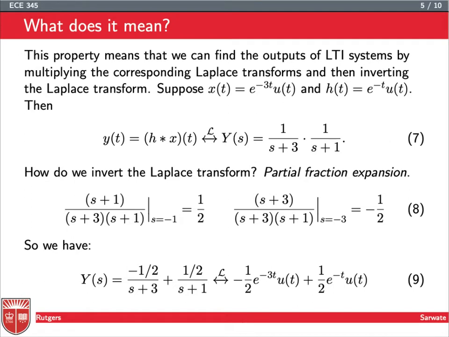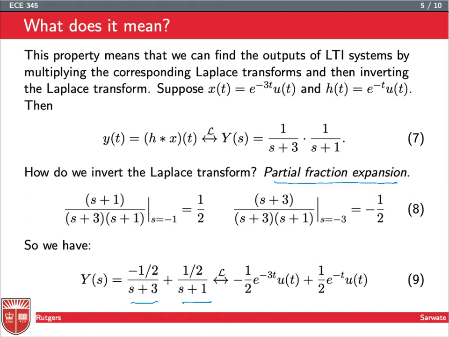And the way we can do that is what's called partial fraction expansion, which I hope you've seen before, but we'll do a little example here. Hopefully it jogs your memory. So we have 1 over s plus 3 times s plus 1, right? And we want to write it as a linear combination of a 1 over s plus 3 term and a 1 over s plus 1 term.